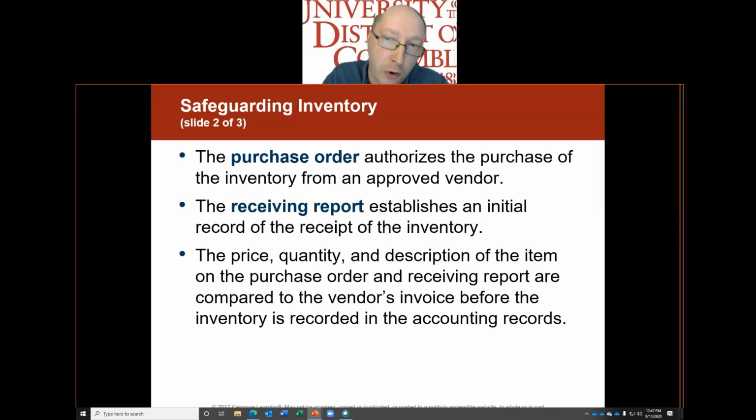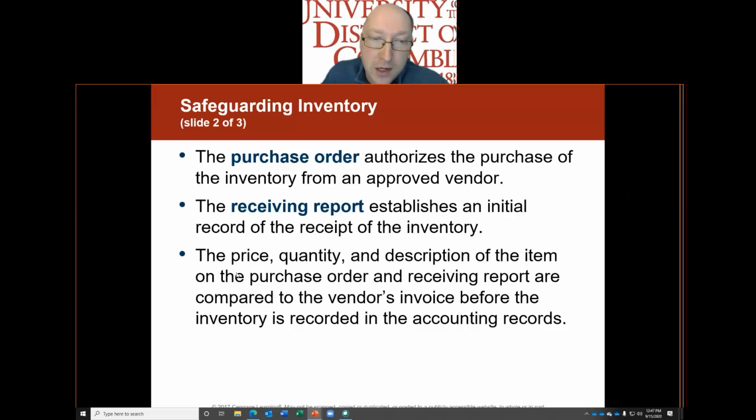The purchase order authorizes the purchase of the inventory from the approved vendor. The receiving report, also known as a packing slip, establishes the initial record of receipt of that inventory. So the packing slip or the receiving report, that's what you find in the box. You'll typically find a piece of paper and it'll show you what is in that box, right? That's the packing slip or the receiving report.